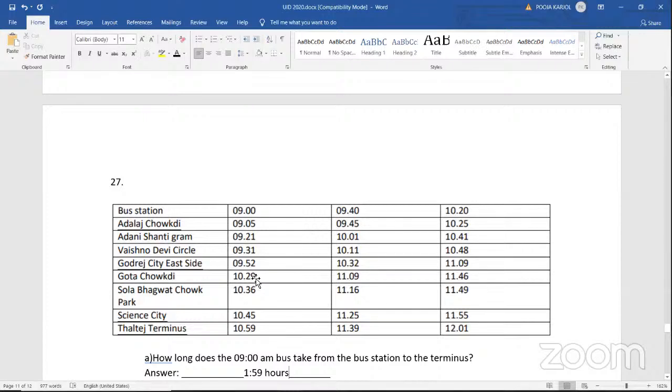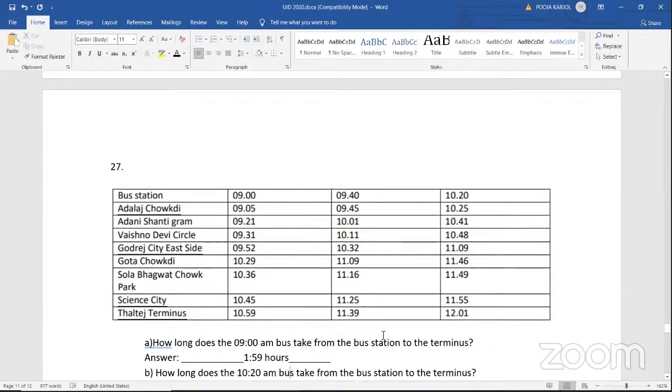Okay, so everywhere you see, it's a few minutes' difference. So the difference between the last timing, the time it reaches, and the time it starts will give you the total duration of the journey. And they specifically asked from the bus station to the terminus. Bus station, terminus is last. So 9 to 10:59 a.m., it reaches the terminus. That is the journey. I hope you guys understood this.